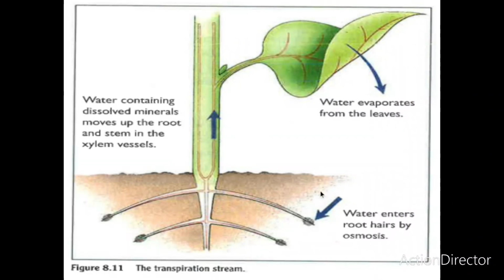This diagram illustrates the transpiration stream. Water evaporates from the leaves, and then water moves from the xylem vessels into the leaves in order to replace the water that would have evaporated. Then more water is absorbed from the soil by the root hairs. Water enters the root hairs by osmosis, and then it travels up the xylem vessels in order to replace the water that would have evaporated from the leaves. Some of the water is also used for photosynthesis.